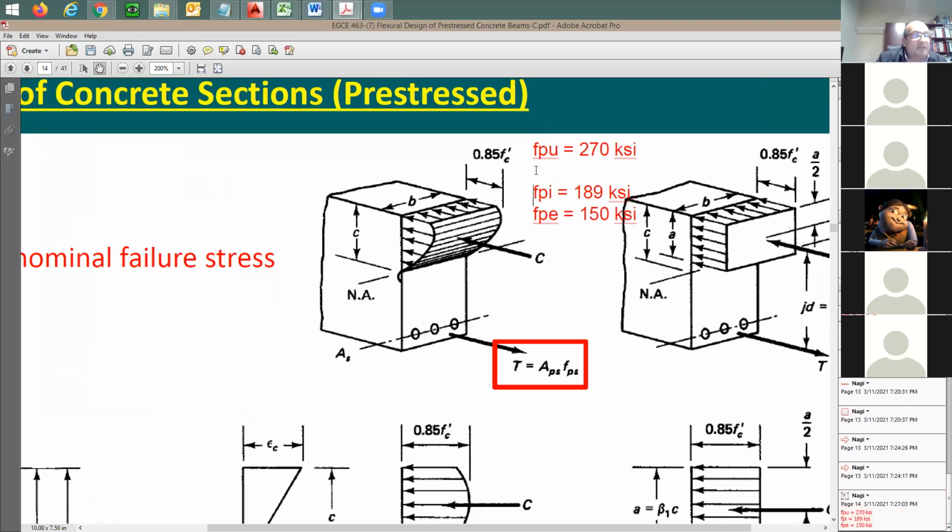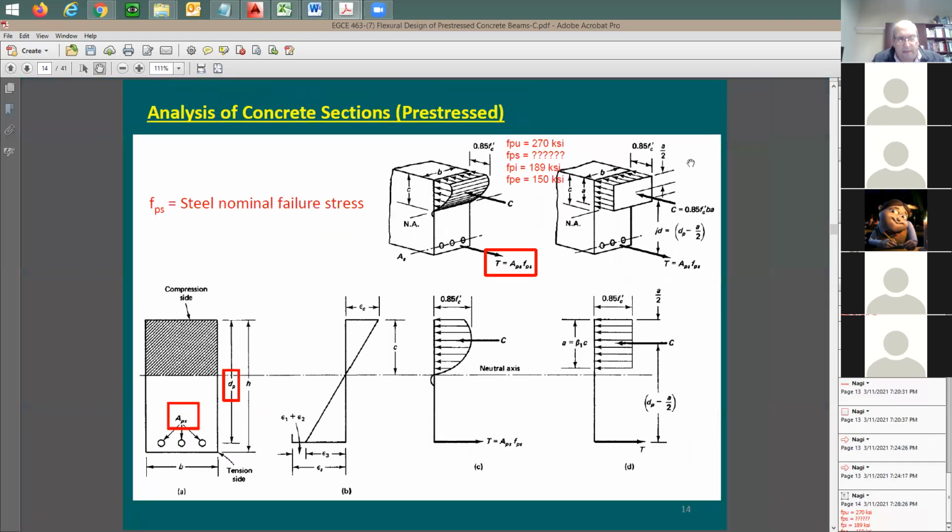I'm going to say FPS equals. Remember this. FPS equals. I'm going to leave it here because we need to discuss it, right? How much is this FPS? It's going to be some value. It's going to be lower than 270, but it's going to be higher than 189. So I was going to say, but when you stress the strands, you're going to stress it only to 189, right? How come you can consider stress higher than the pre-stress that you initially put to the strands?